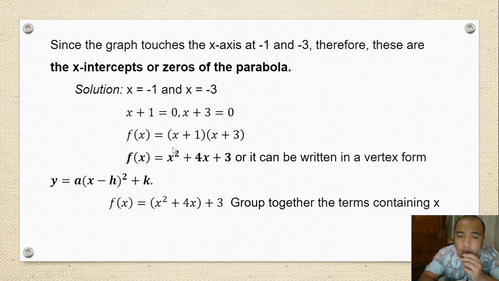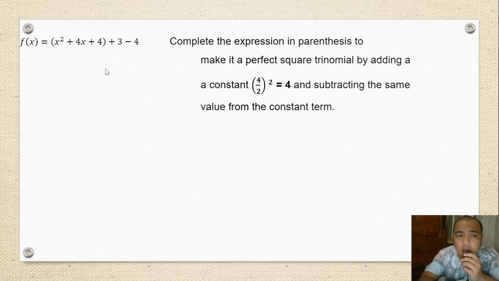So first, group together the terms containing x. Then you isolate 3. Then what you will add? Complete the expression in parentheses to make it a perfect square trinomial by adding a constant. So which is 4 divided by 2. Divide 4 by 2 and then square it, which is equal to 4. 4 divided by 2 is 2, 2 squared is 4, or 2 times 2 is 4. And subtracting the same value from the constant term.